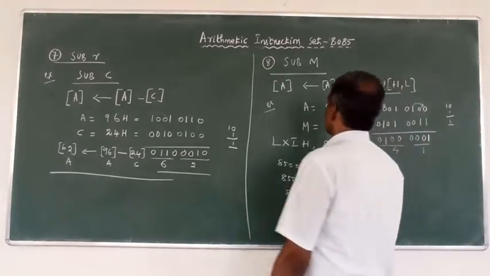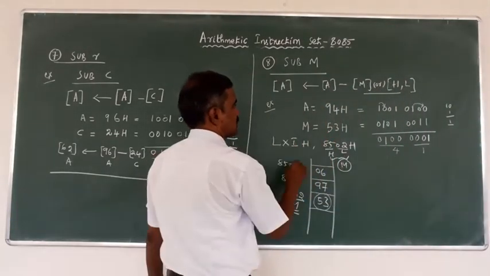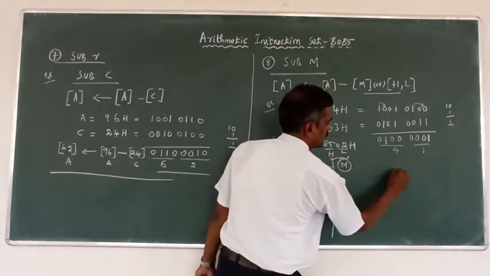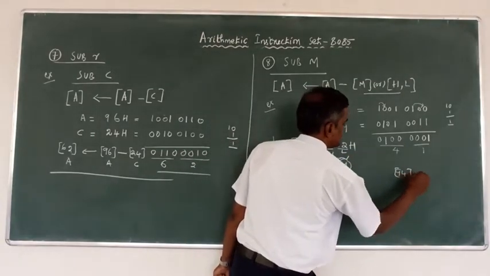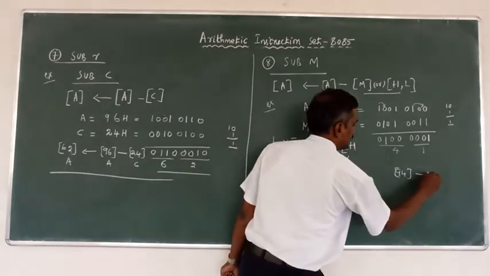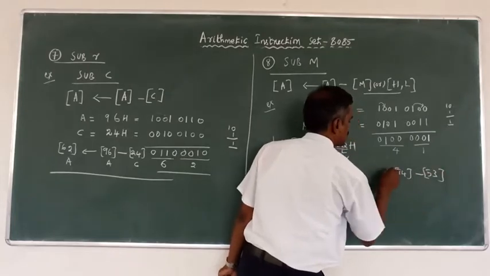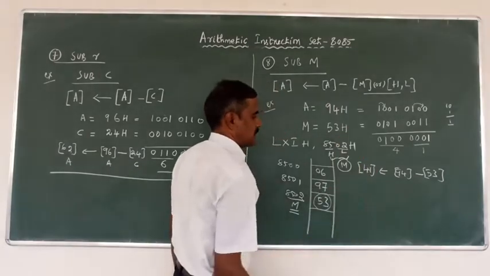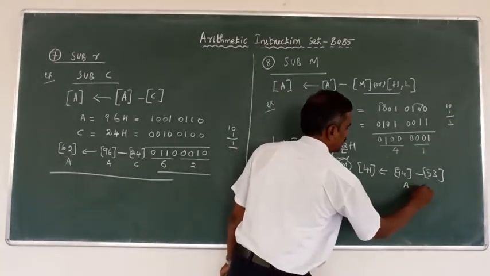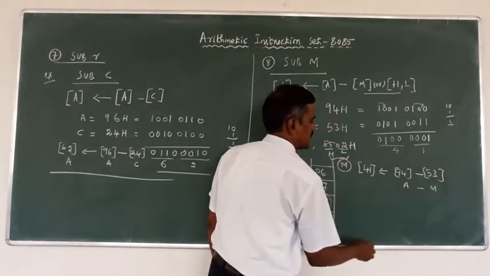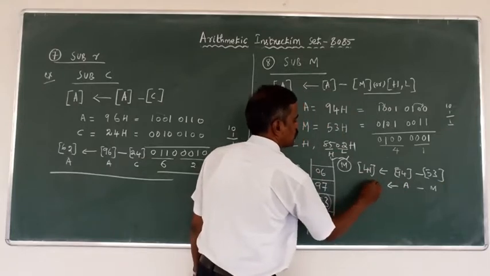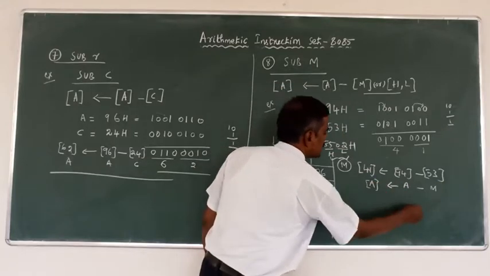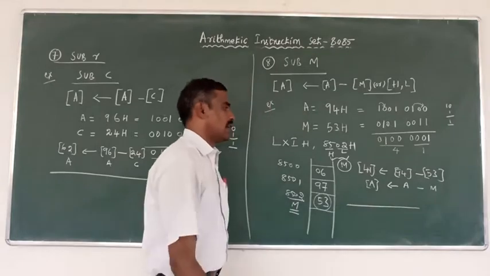Now to subtract these two data, accumulator data 94 subtracted with 53, and the result moves to register A, the accumulator: 41. This is for A register, and this is for the memory address location data, and the result moves to the accumulator. Now the accumulator will be 41.